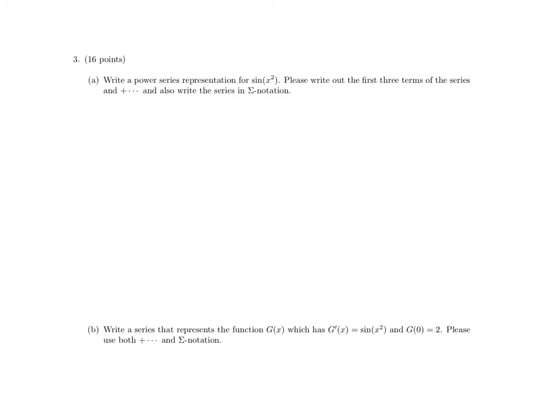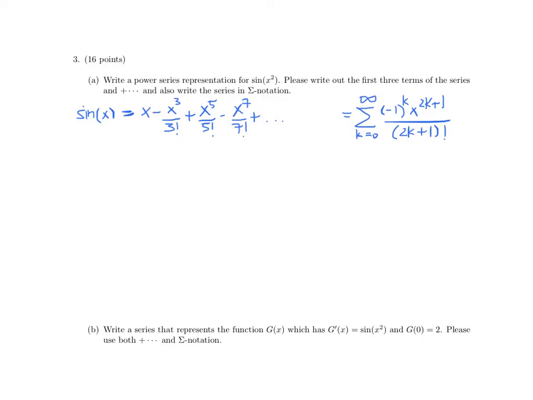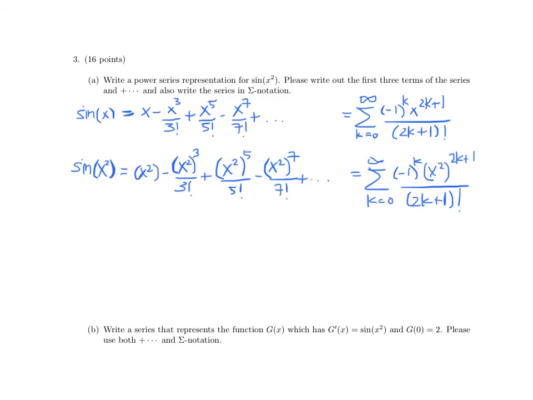Number 3 involves one of those problems where we take a power series representation for a function that we know and we manipulate it for one that we're being asked for. So we need to write a power series representation for sine of x squared. So we need to start with our power series representation for sine of x. And then everywhere we see an x in this particular power series representation, we want to put an x squared. Let's simplify this a little algebraically and we'll get our final answer.